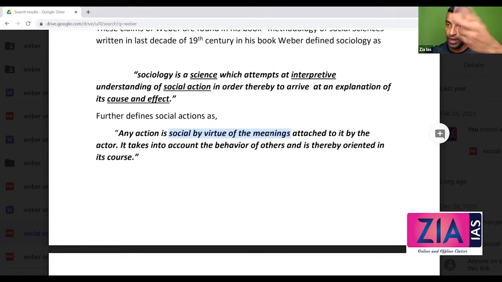Secondly, it should be oriented towards another person. Now, is it oriented towards another person? You are there at the other end, right? That means this is a social action. So it's pretty simple. Any action is social if two conditions are satisfied. The actor should have certain meanings when he is performing the action, and it should be oriented in its course.